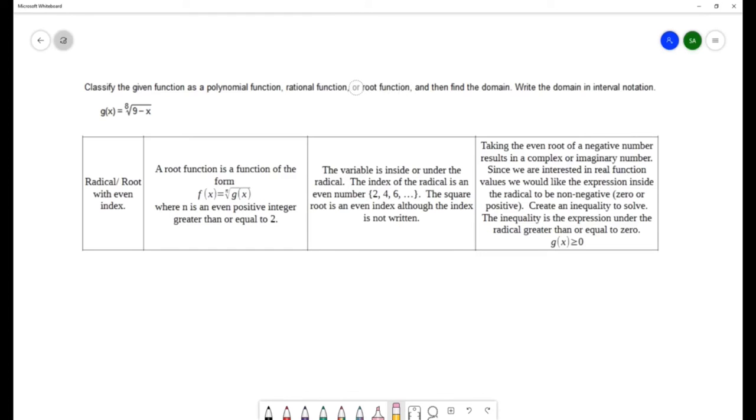Now, more specifically, we want to pay attention to the index of the root, because the index classifies it even further, and we find the domain differently when we have an even index versus an odd index. So 8 is an even number, and so we have a root function with an even index. A root function is a function of this form, the nth root of some expression g of x, and we are doing an even root.